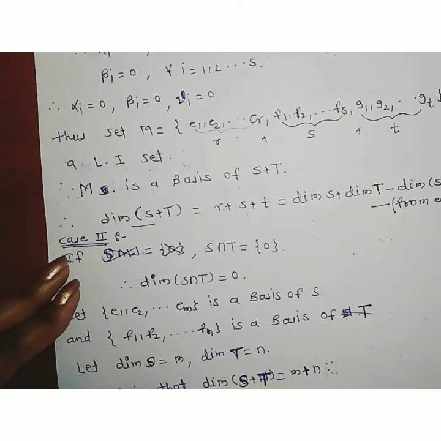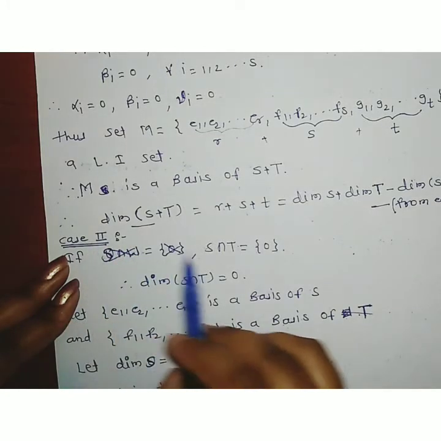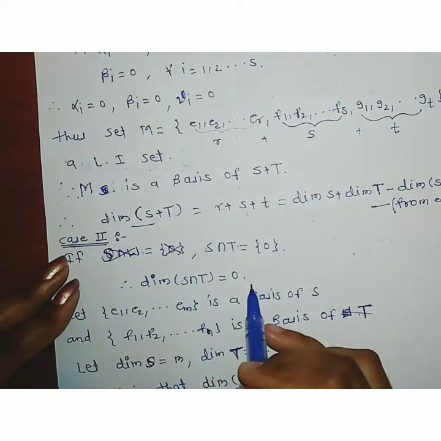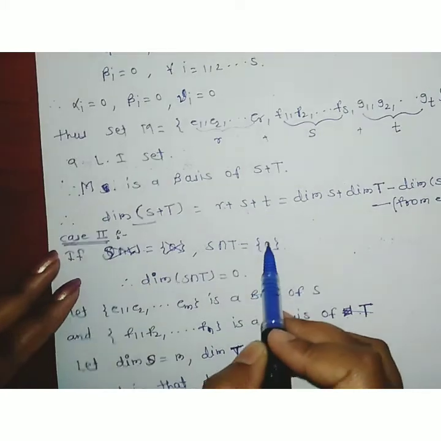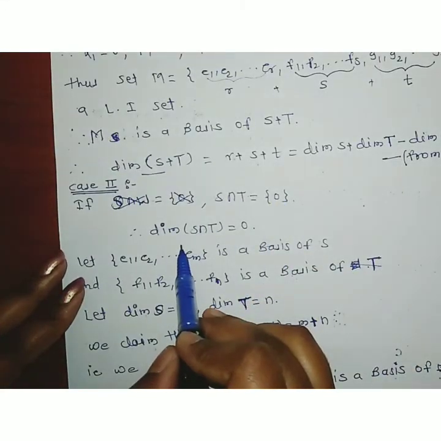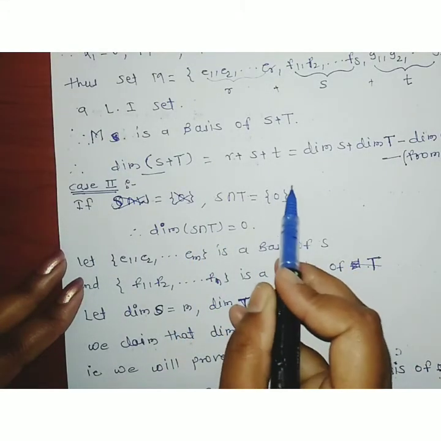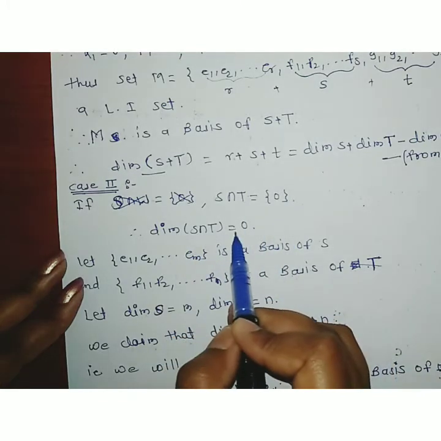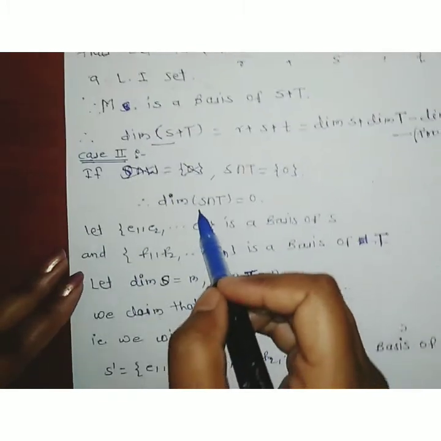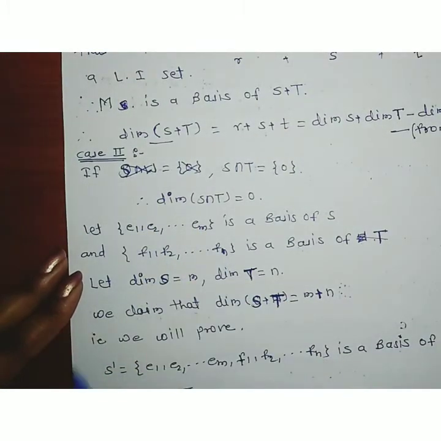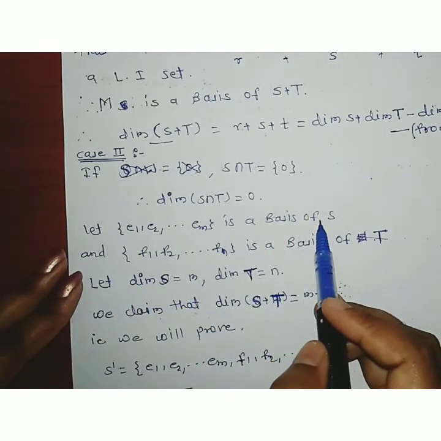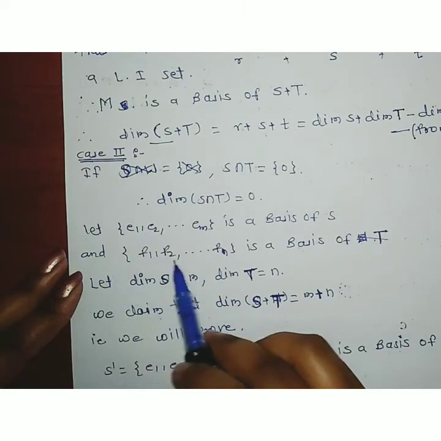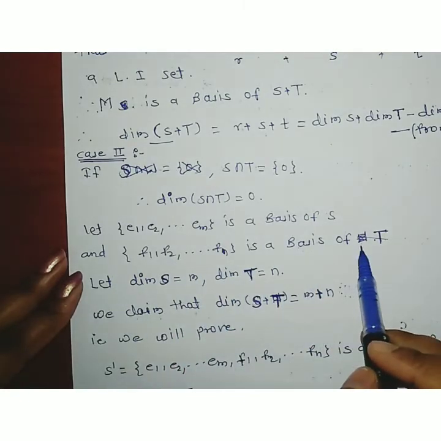Now consider the second condition. What is the second case? S intersection T is equal to the singleton 0. So what is the dimension of S intersection T? As it contains a single vector, the zero vector, its dimension must be 0. So we consider the same procedure as in the first case. Let E1, E2, ..., Em be a basis of S, and F1, F2, ..., Fn be a basis of T.